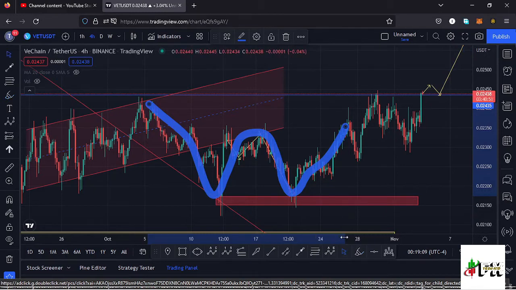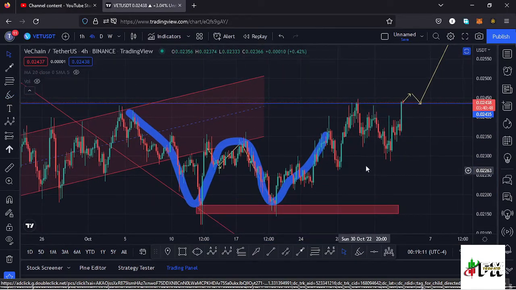And today might be our lucky day, because now that we have managed to open a 4-hour candlestick above that key area of resistance, there's a possibility that very soon we are going to see that volume and also that pump to manage to push the price of Vechain to higher prices.